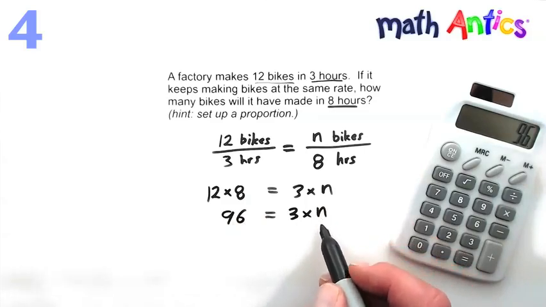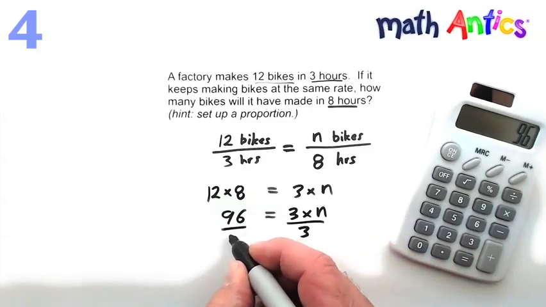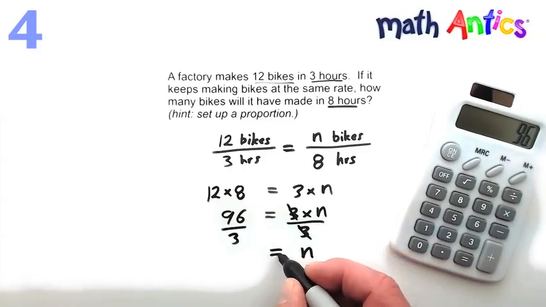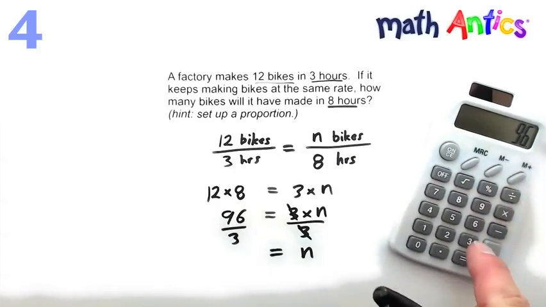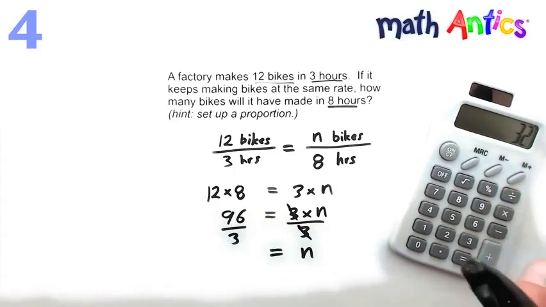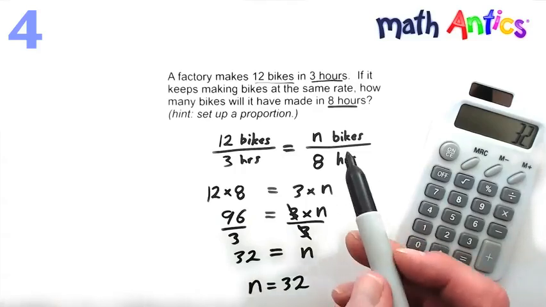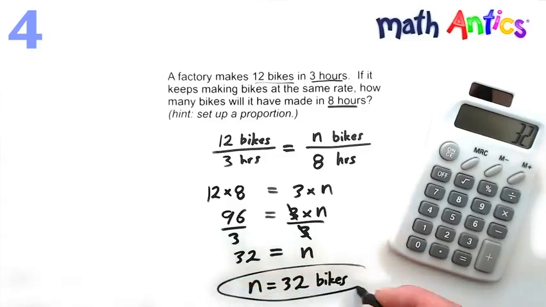We want to get n all by itself. It's being multiplied by 3, so let's divide by 3. That will undo it. Divide by 3. The 3's will cancel on this side, leaving n all by itself. And on this side, we have 96 divided by 3. You might be able to do that in your head also, but we'll go ahead and divide it by 3 here. 96 divided by 3 equals 32. Okay, so that means that n equals 32. That's our missing number, and it's the number of bikes that could be made in 8 hours. So n equals 32 bikes.